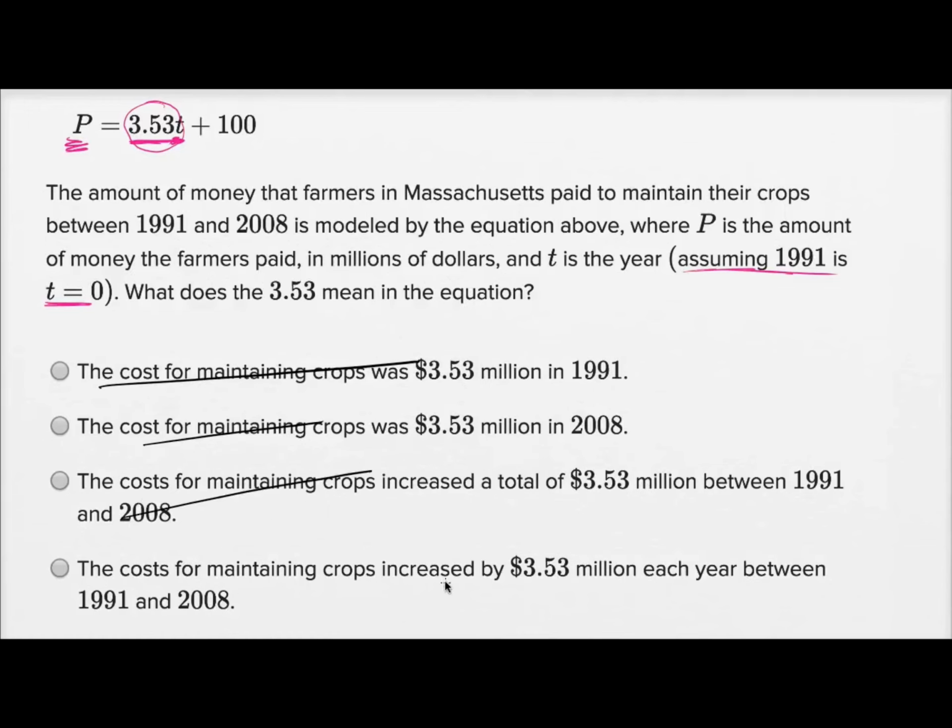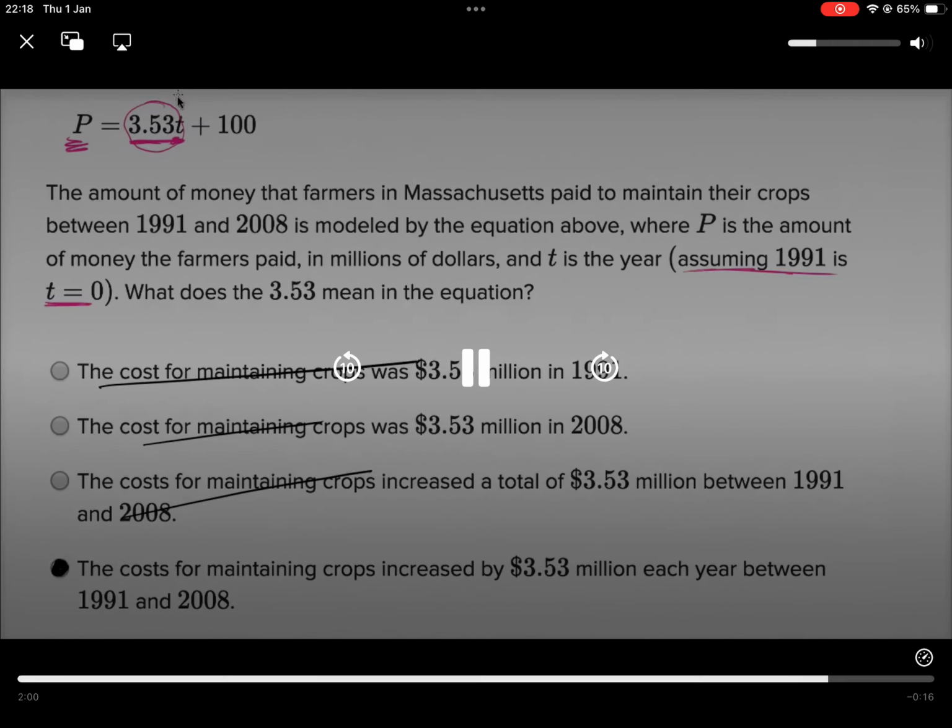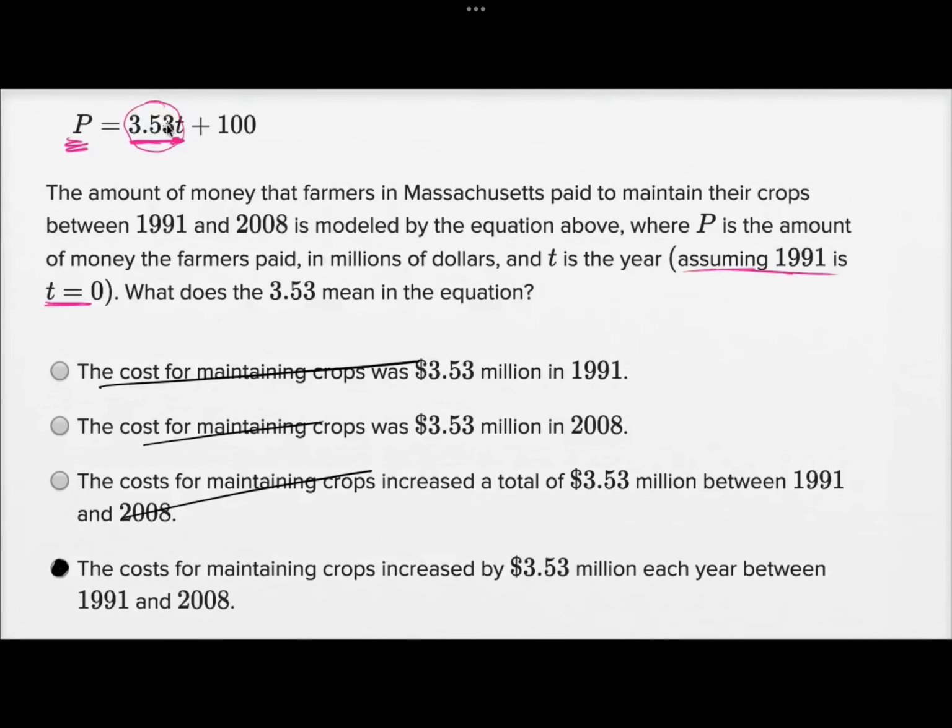The cost for maintaining crops increased by $3.53 million each year between 1991 and 2008. That is exactly right. Every time if we go forward a year, t increases by 1, we're going to have 3.53 times that 1 higher t, so we're going to increase the whole P by 3.53.